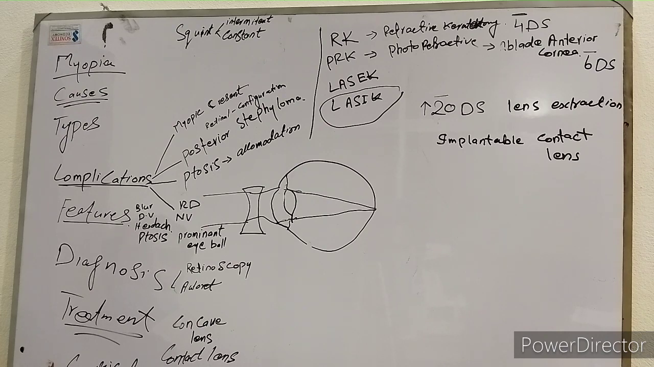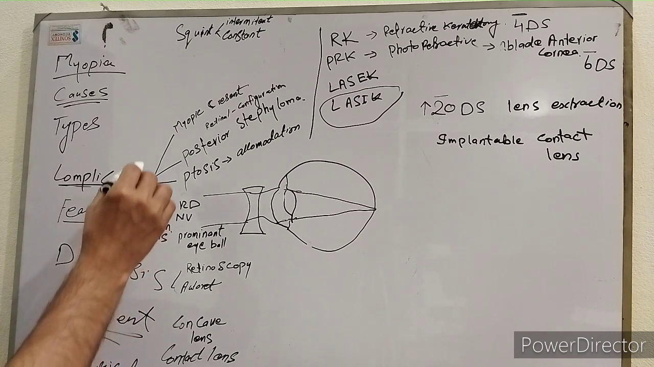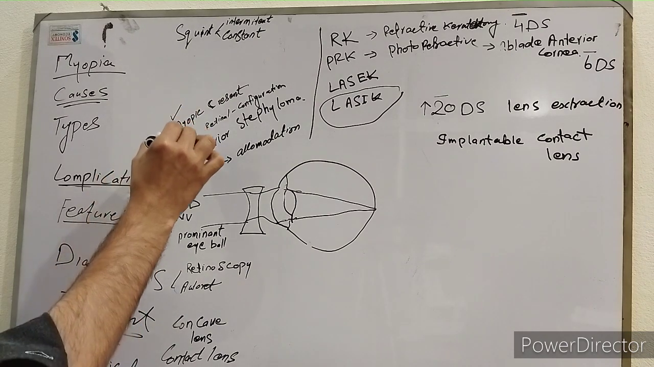Most of these complications I explained yesterday in pathological myopia. Yesterday I told you there are complications only in case of pathological myopia. In case of simple myopia there are no complications. Now come to the point. The first complication is myopic crescent.